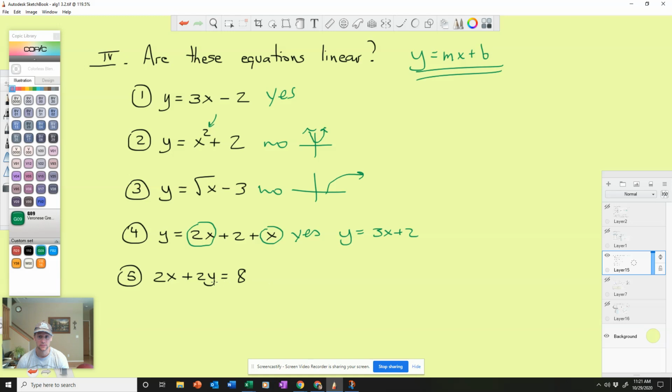Well, there's no squared and there's no square root. So I think it might be linear. But let's remember back to chapter 1.5 when you learned to solve for y. Let's try solving for y and see what happens.